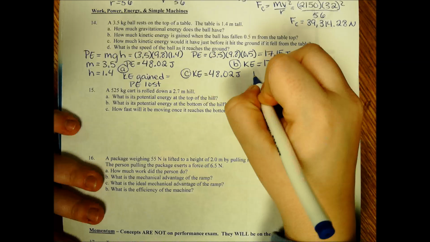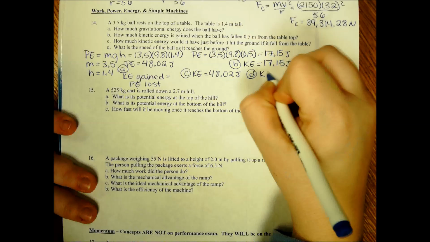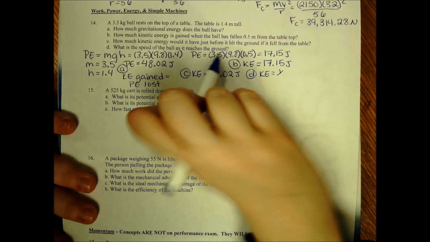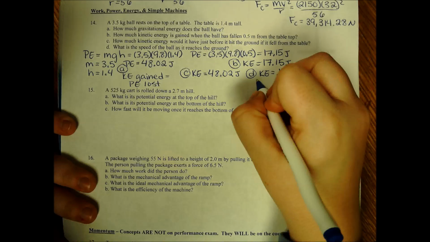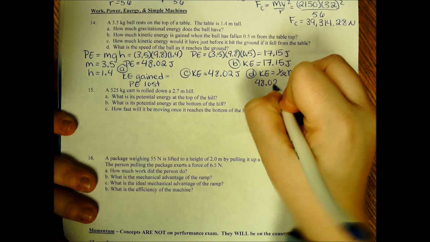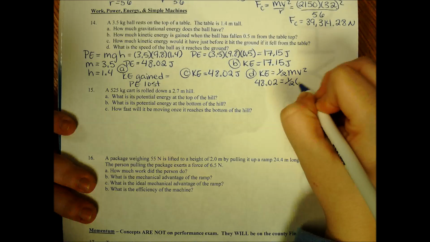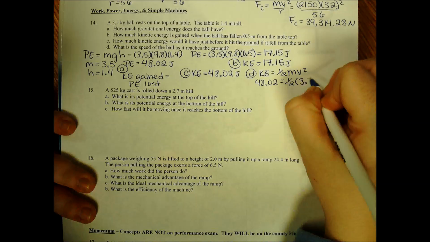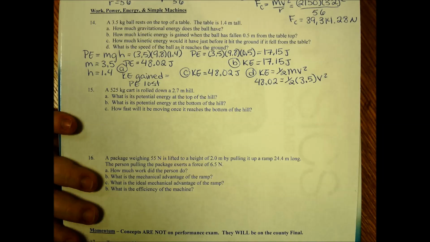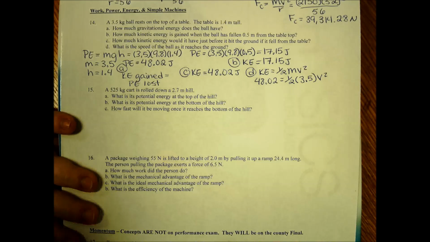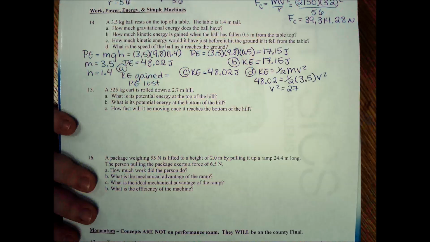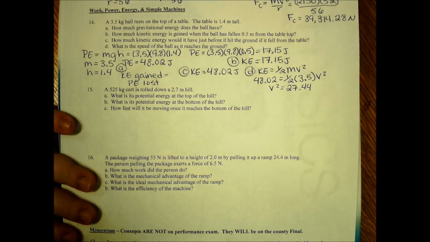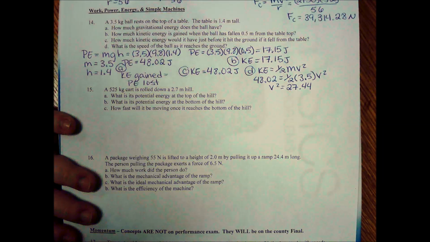Then last but not least, for part D, you use the fact that kinetic energy, you're looking for velocity. What is the speed just as it reaches the ground? Well, kinetic energy is 1/2 mv squared. So if we know that the kinetic energy is 48.02, 1/2 times 3.5 times v squared equals 48.02. So I'm getting that v squared equals 27.44. Careful that you don't think you're done at that point.